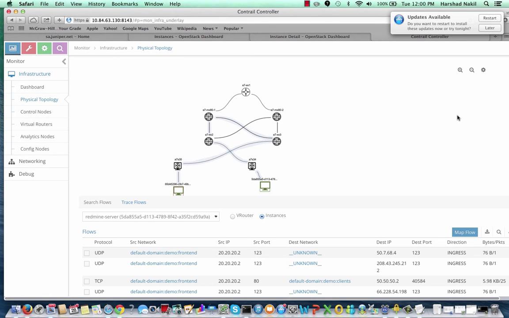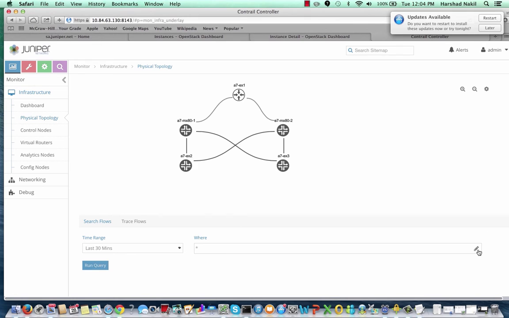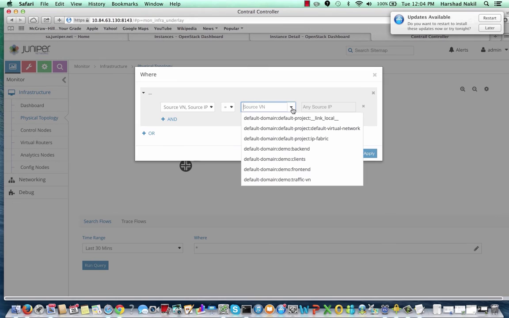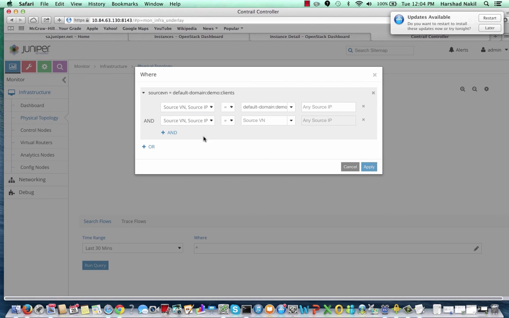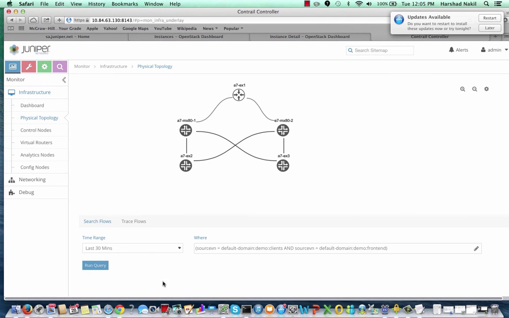Now in addition to this, we also have the capability of looking at historical information. We do ingest information via SFlow and IPFix from physical nodes. We can choose what flows we're looking for. So let's go ahead and choose flows from that same VM we were looking at, from that virtual network that go into the front end, into the Redmine server. And let's run the query.